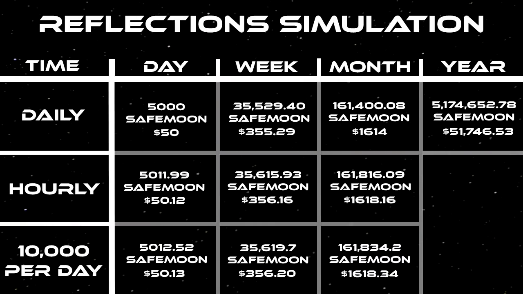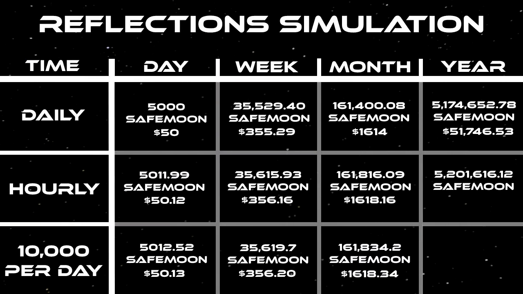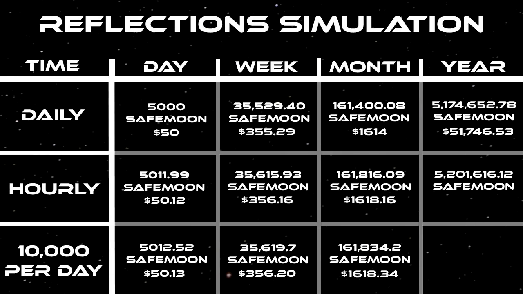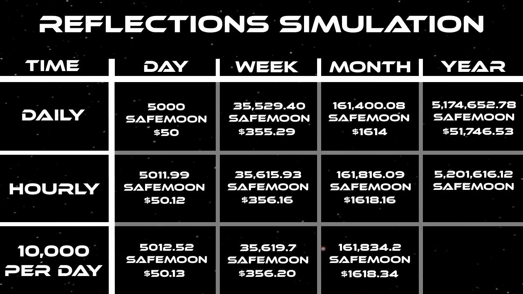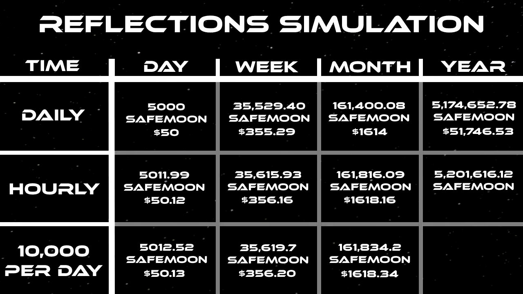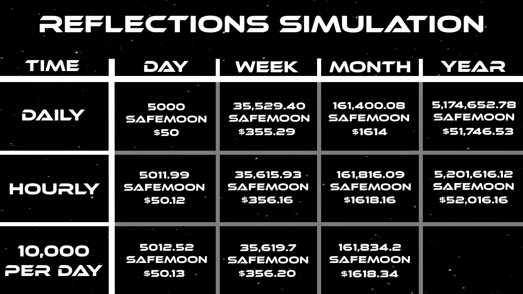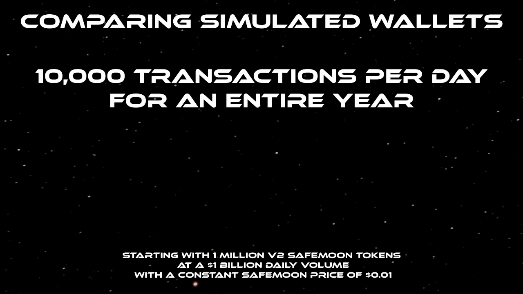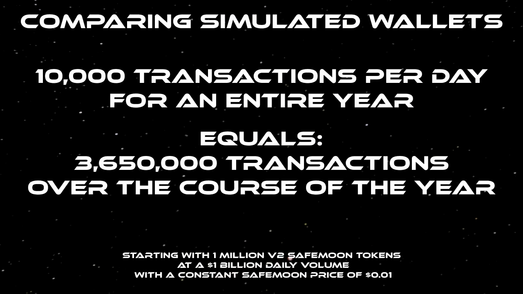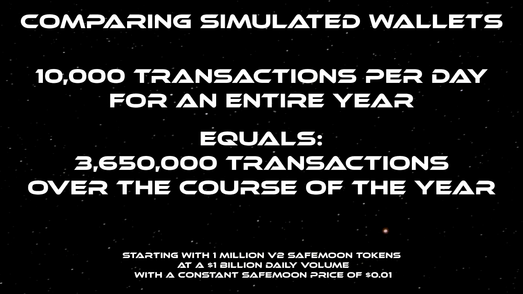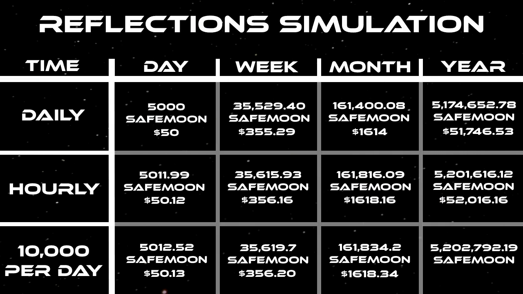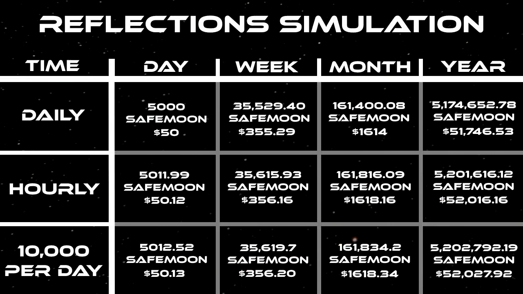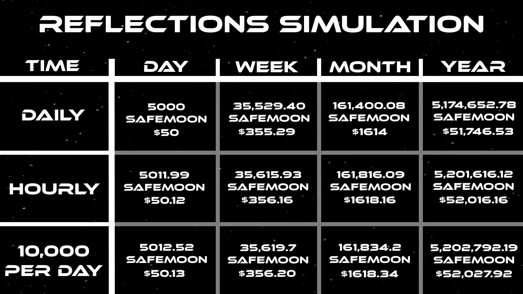The hourly wallet, however, after 1 year has received 5,201,616.12 tokens over the course of the year. Once again, not including the original 1 million tokens starting in the wallet. These reflections would be worth $52,016.16, with the last wallet running the 10,000 transactions per day for a grand total of 3,650,000 transactions throughout the course of that year. That wallet would have received 5,202,792.19 tokens worth $52,027.92.